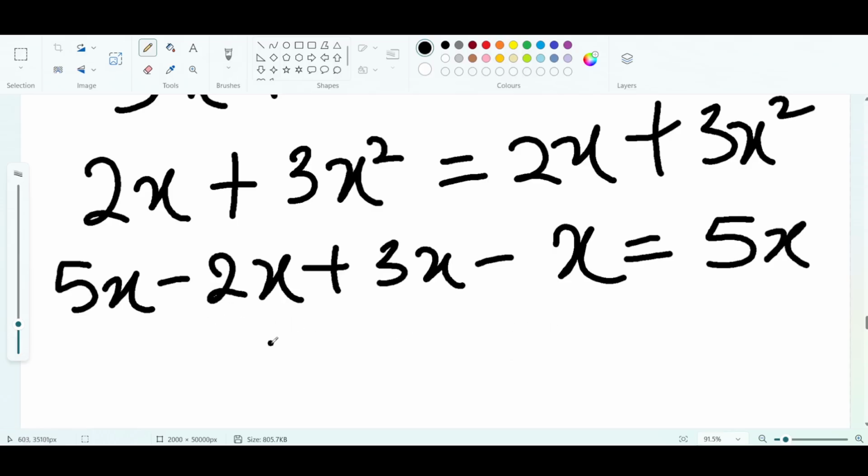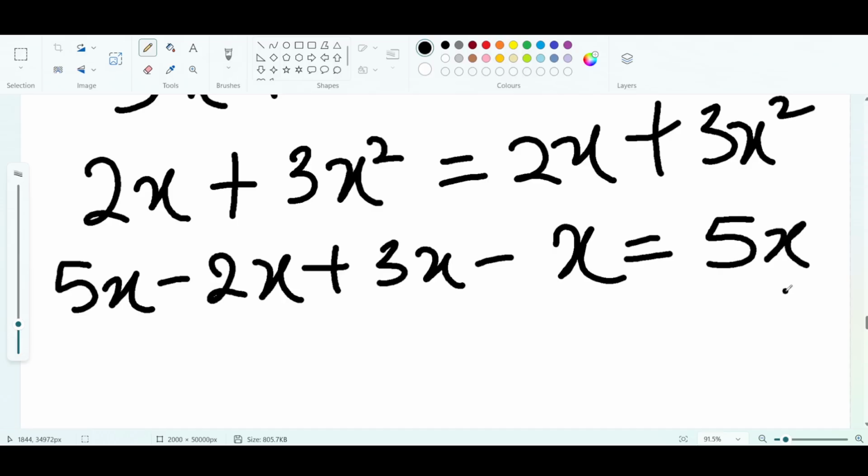Like in the case of this one, 5x plus 3x is going to be 8x, and minus 2x minus x is going to be minus 3x, and 8x minus 3x is going to be 5x. Another way is minus 2x minus x is minus 3x, and this is plus 3x. Minus 3x plus 3x is going to be 0, and we are going to be left with 5x. So this is how we go about adding in algebra.